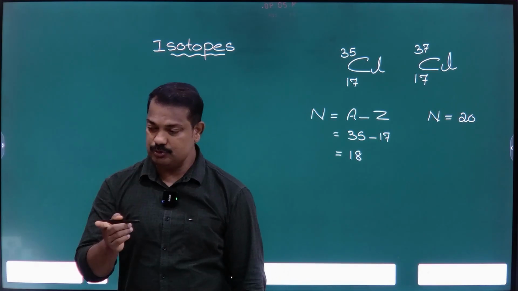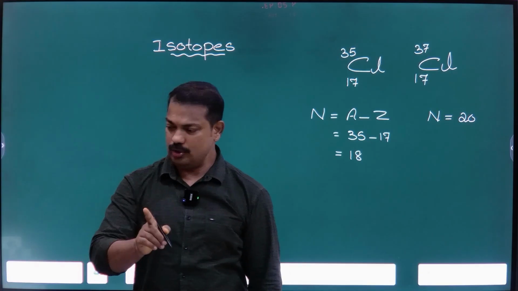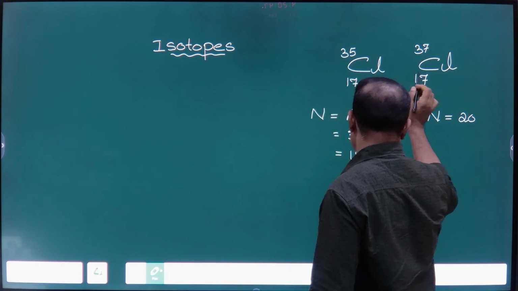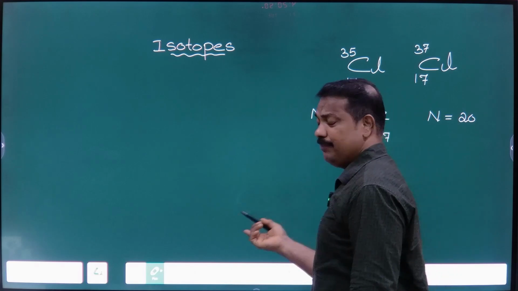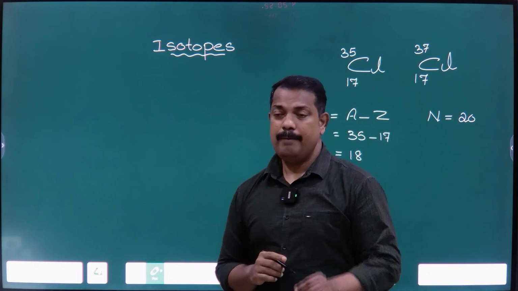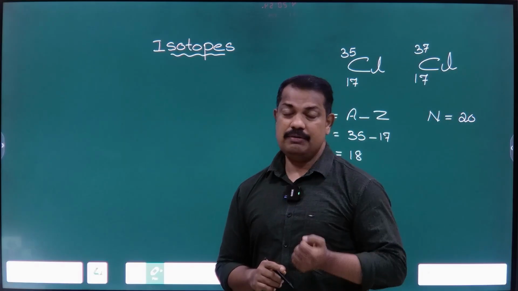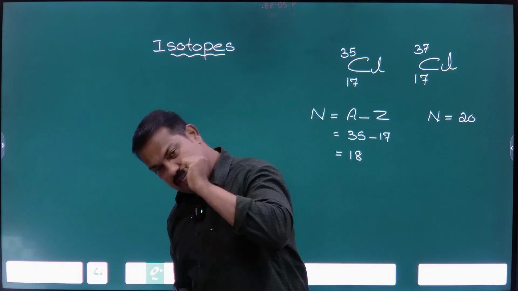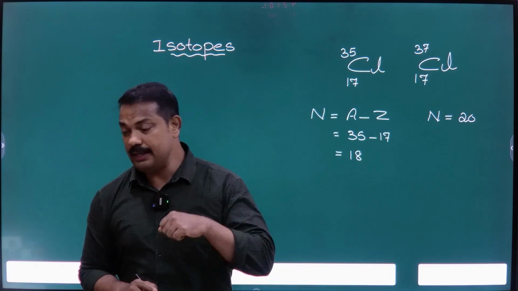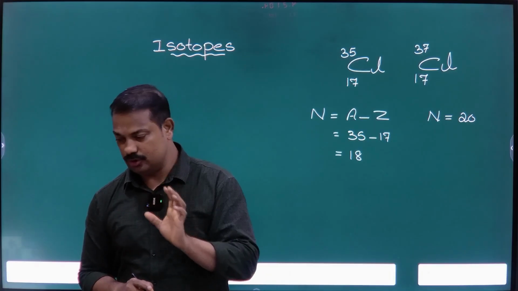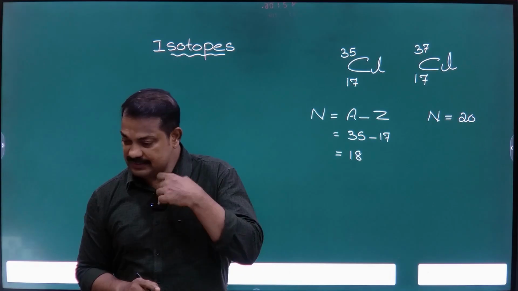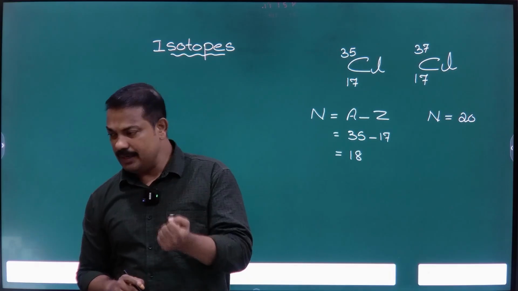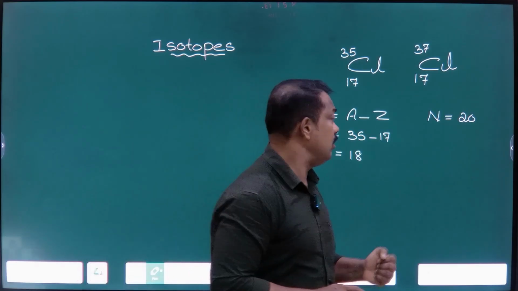Isotopes are the atoms of the same element. Here the element is the same because the atomic number is the same, but the mass number is different. Atoms of the same element having the same atomic number but different mass numbers are called isotopes.